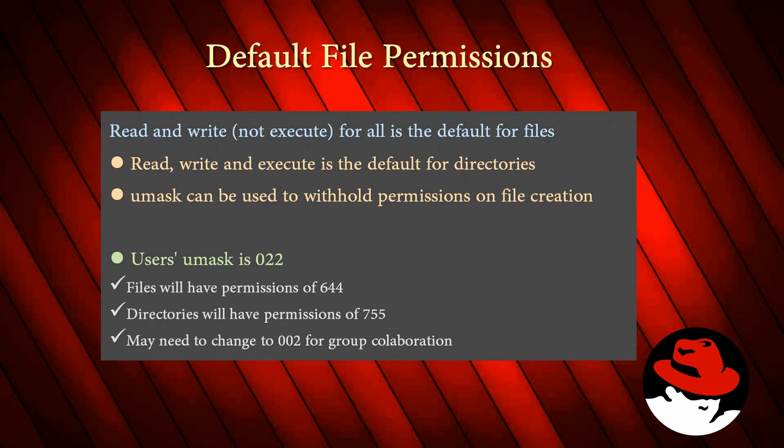The files will have a permission of 6 for the same user, 4 for the group of the same user, and 4 for the rest, other users. Similarly, directories have permissions of 755, and it may need to change to 002 for group collaboration.